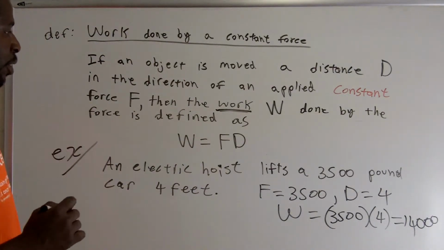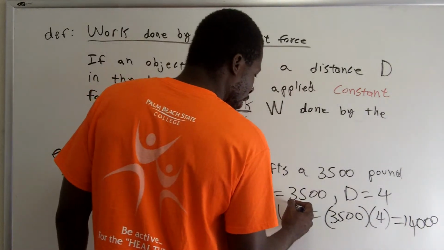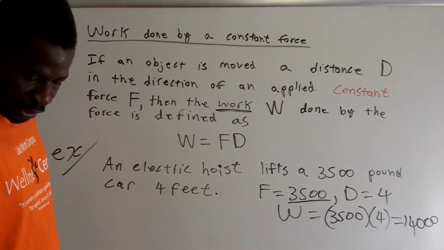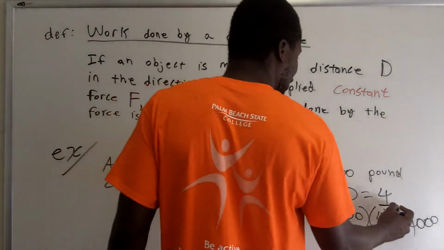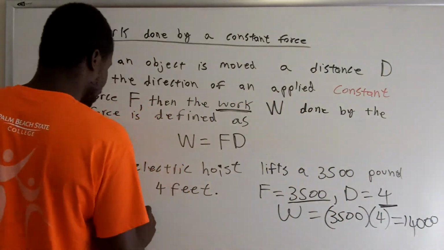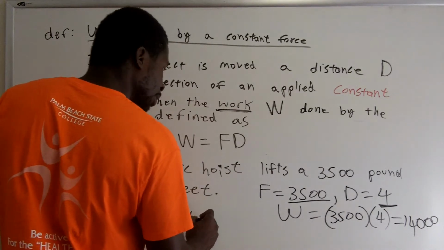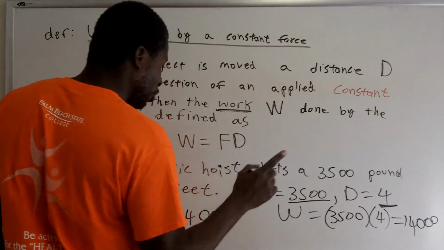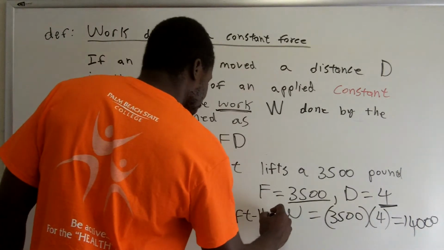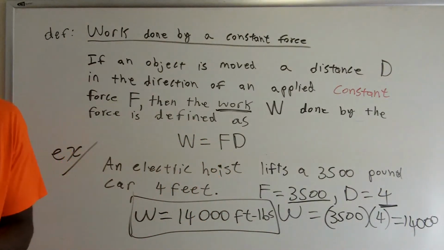And the units of work here, well, since the force is being measured in pounds and the distance is being measured in feet, this is going to be foot-pounds. So the answer to this question, the work, is equal to 14,000 foot-pounds. And this would be the solution to this problem.